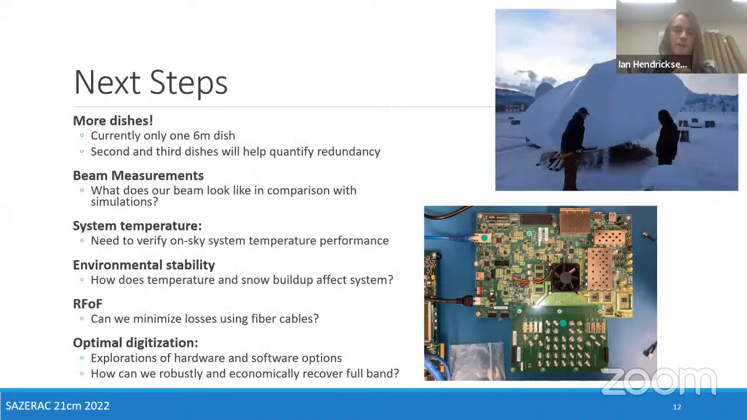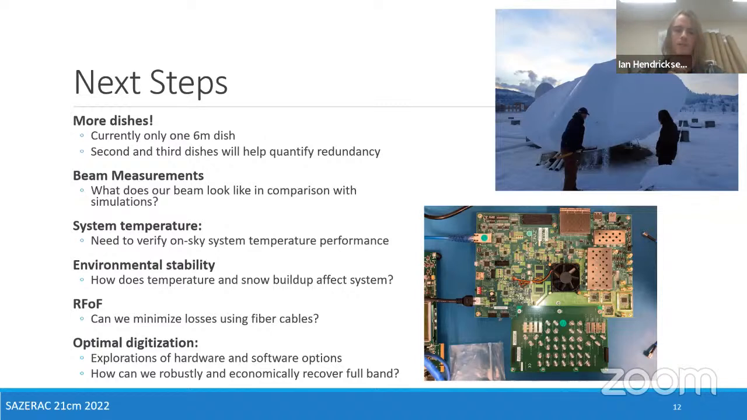So in terms of next steps, the first thing is obviously we'd like more dishes. We only have one 6-meter dish, and the second and third dish will help to quantify redundancy. We'd also like to see what our beam looks like in comparison to simulations, verify the on-sky system temperature performance, understand things like how our gain changes with temperature throughout the year. So things like environmental stability like this and how snow buildup might affect the system.